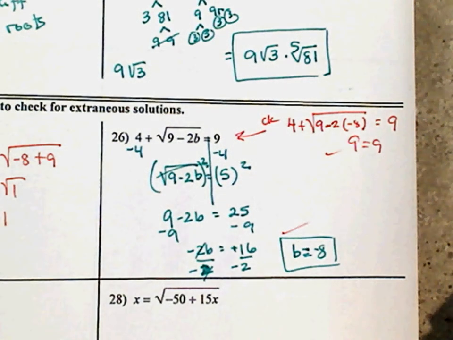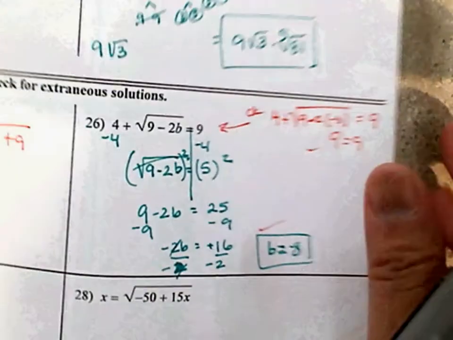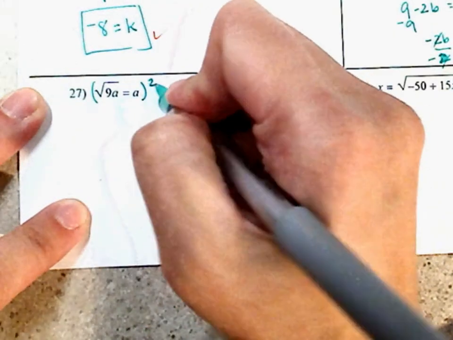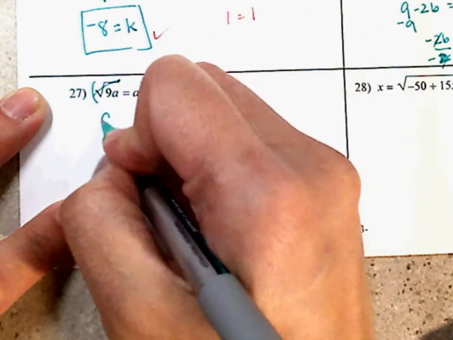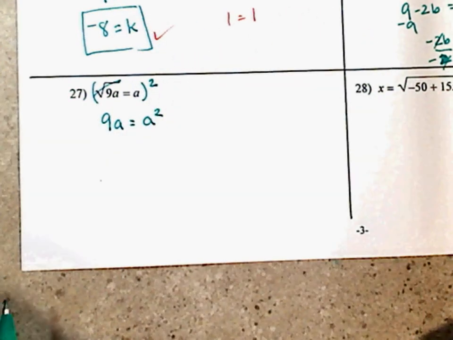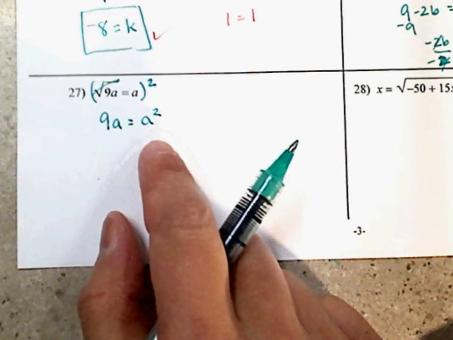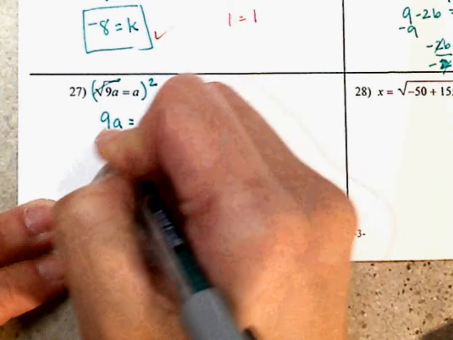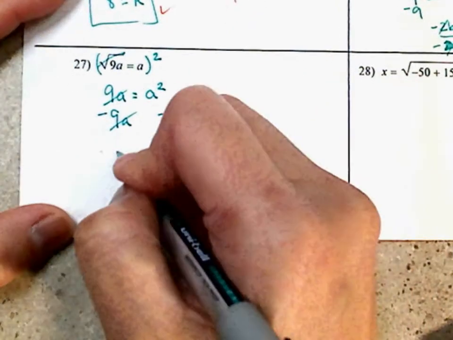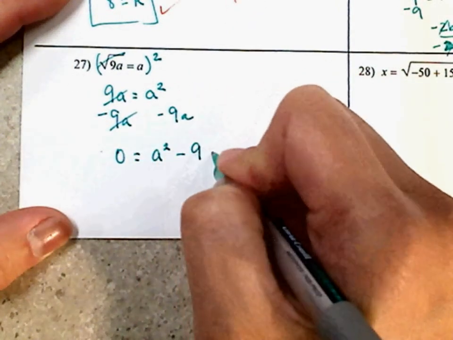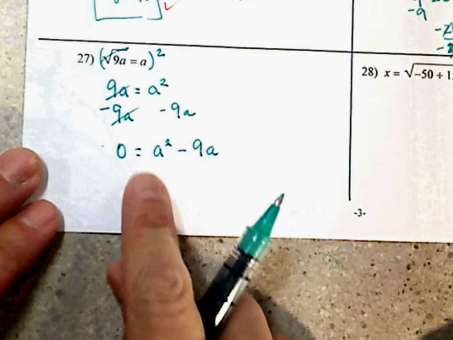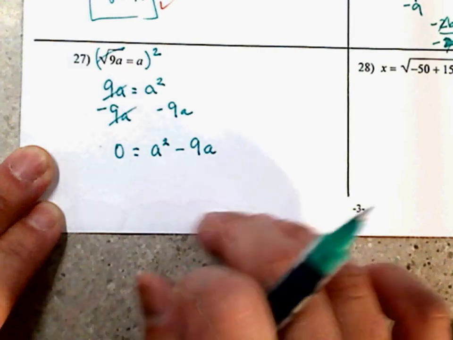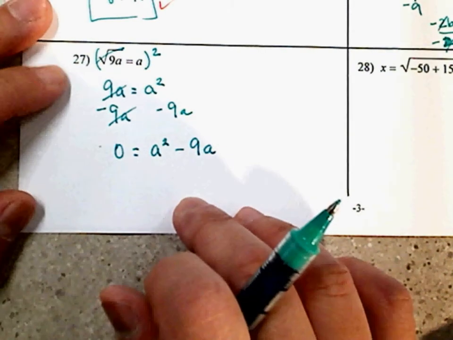All right. Number 27. Opposite of a square root is a square. You can actually write it like that. Then this cancels. So you have 9a is equal to a squared. Anytime you have a quadratic, try to set it equal to 0. So I'm going to subtract 9a. What you do to one, you do to the other. So you got 0 equals a squared minus 9a. All right. You could factor. You could graph. You could complete the square. You can do quadratic formula. I'm actually just going to solve by factoring.